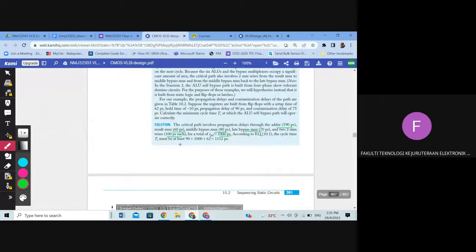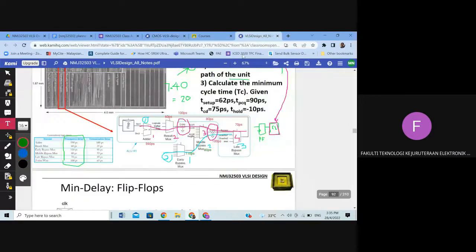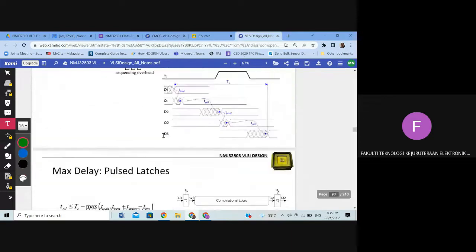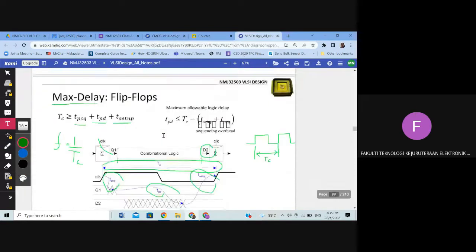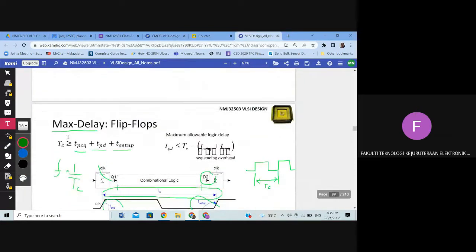And then you will get the minimum TC is 1152. That's actually the minimum. And that's why you can see from the equation here, it says that, okay, this sign. So this is actually the minimum. Can be more than that.